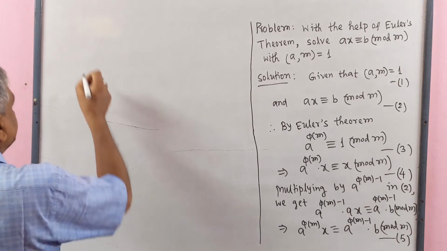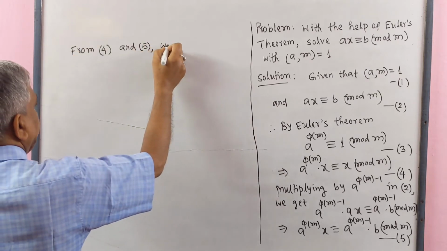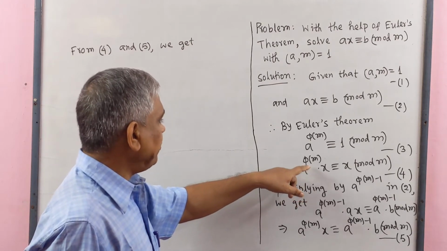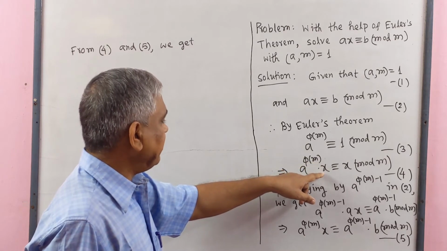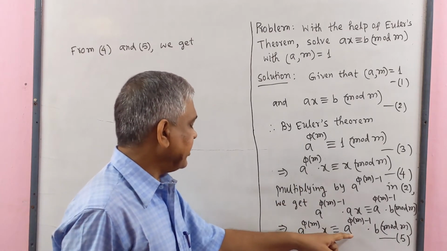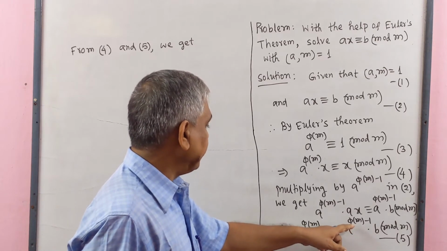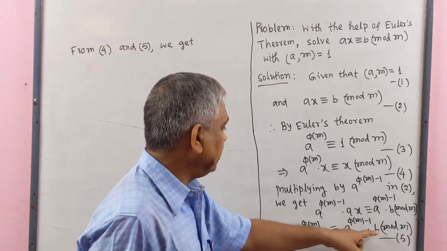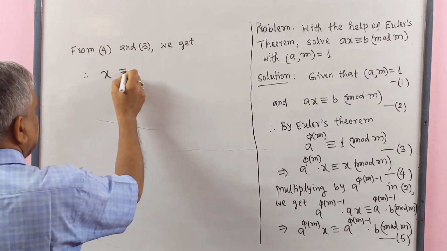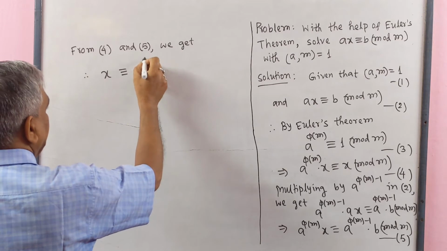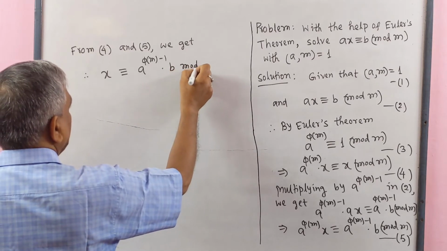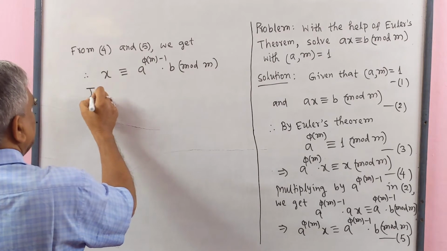From 4 and 5, we get, here we see that in left side A to the power phi m multiply x congruent x modulo m. Here also same left side, and right side is another thing, A to the power phi m minus 1 multiply B modulo m. Therefore, x is congruent to A to the power phi m minus 1 multiply B modulo m. This is the required solution.